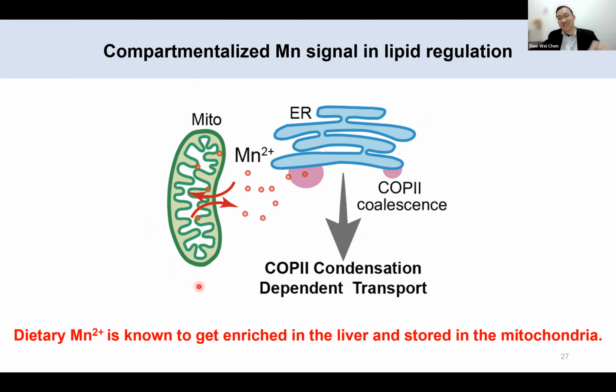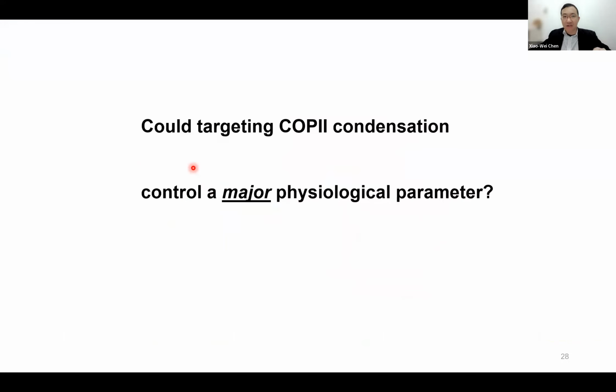So we then took a leap of faith and asked a very daring question. Could targeting COPII condensation with the manganese signal really control a major physiological parameter, such as circulating lipid levels? In other words, could the manganese regulation enable this very important switch from a quantitative regulation into a qualitative change? And for that, when we take anything that's so basic at the cellular level to in vivo, we know that we need to do a lot of calibration, a lot of control.